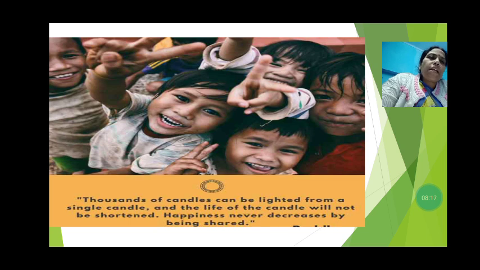So what we understand is that happiness never ends or becomes less when we are sharing our happiness. Happiness increases. When we see other people happy, we also feel like being happy. We are helping others, we are being generous, then we share joy and happiness with others and we feel happy inside.